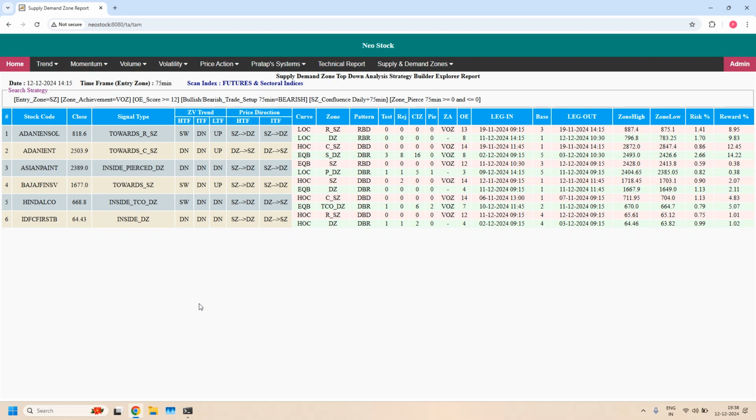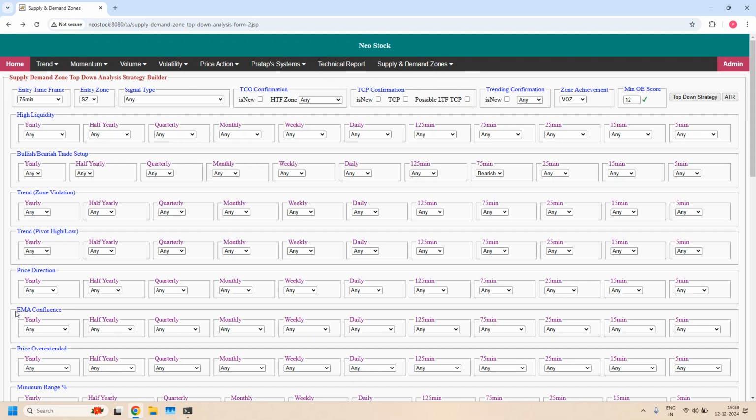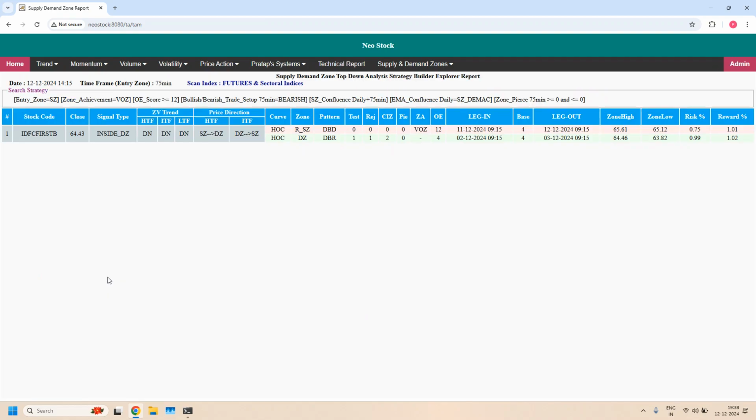So we can look for daily EMA confluence. Daily supply zones with daily EMA confluence to find even more high probability trade setup supported stocks. So in the EMA confluence at a daily time frame, the daily supply zone having daily EMA confluence filter is enabled. With this filter, out of 6 stocks, we got only 1 stock. So this supply zone is even more high probability trade setup supported stock.